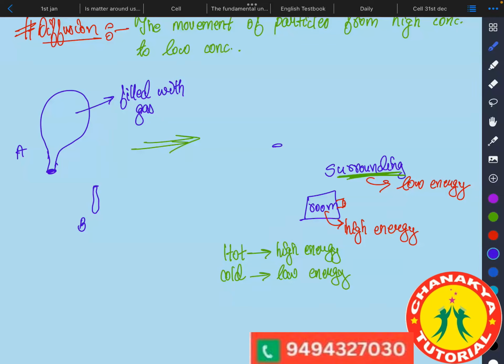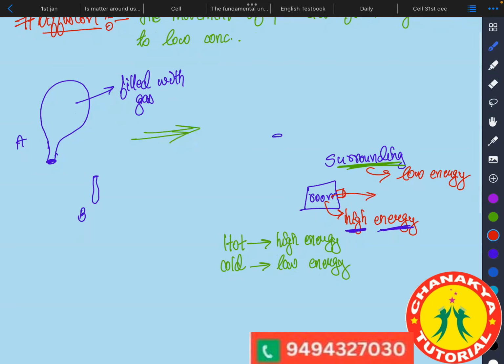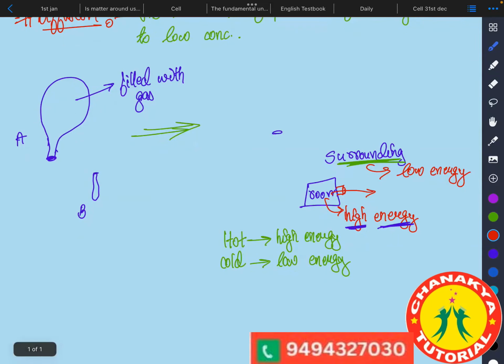Very good. So basically, the energy has traveled from the higher level to the lower level. When there was high energy inside this room, it traveled outside. So if the high energy has traveled outside, what will remain inside? Only low energy, sir. It will be equal to the outside. It will be balanced.